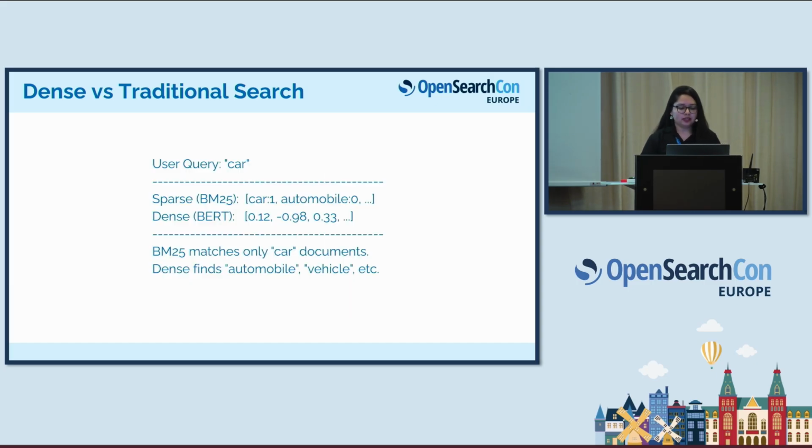So let's say this is a similar example. How dense search handles this: the user puts in a query, car. Sparse, like BM25, is basically token versus weight, and it's going to search for car and automobile, and dense search will convert them into vectors. So BM25 only matches car, but dense vector understands all the synonyms for the particular keyword, and it's going to return the same thing.